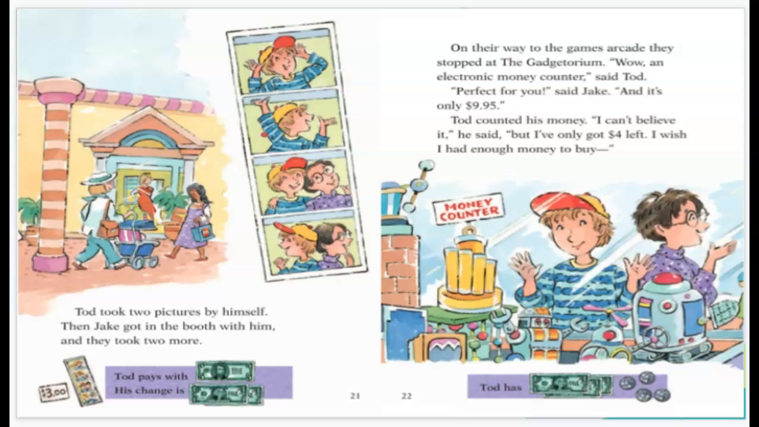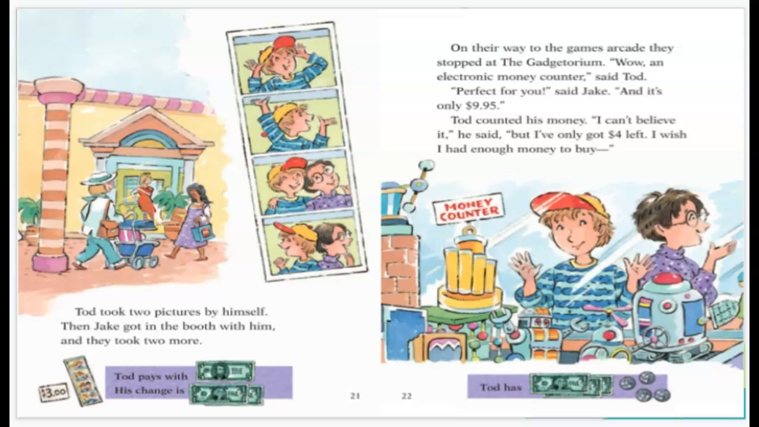Todd took 2 pictures by himself. Then Jake got in the booth with him, and they took 2 more. So the pictures cost $3. Todd paid with a 5. His change is $2. On their way to the game's arcade, they stopped at the Gadgetorium.